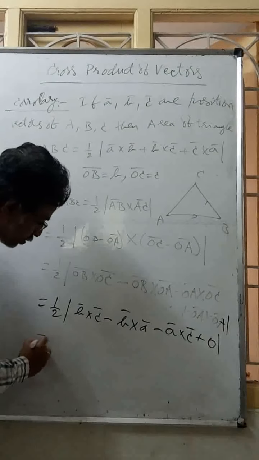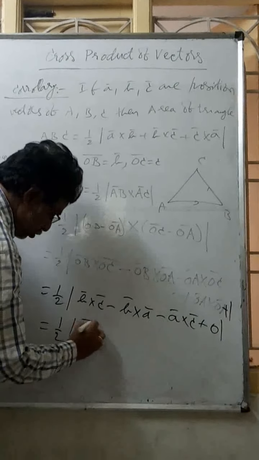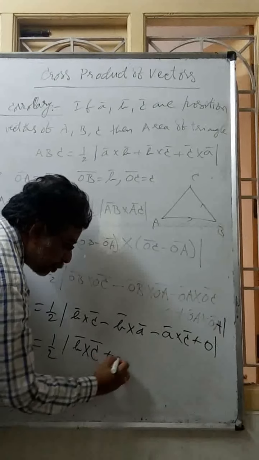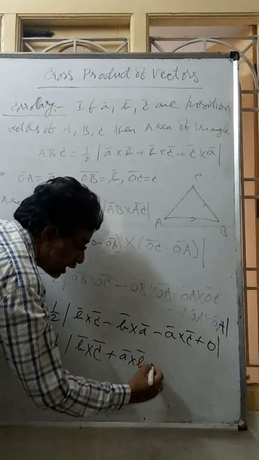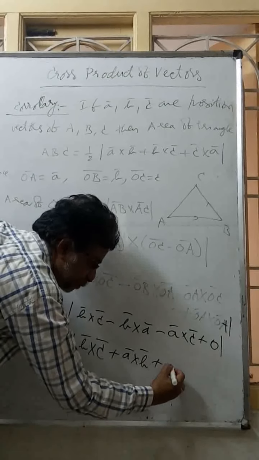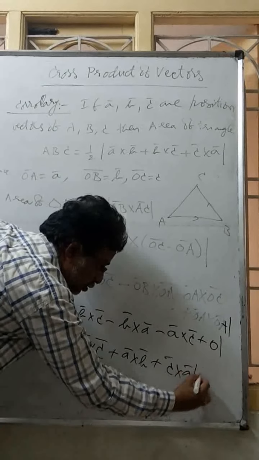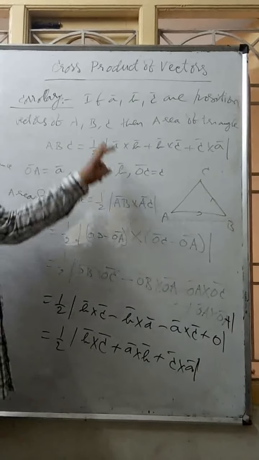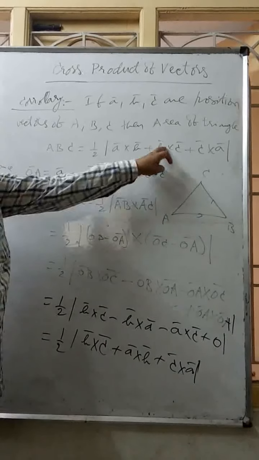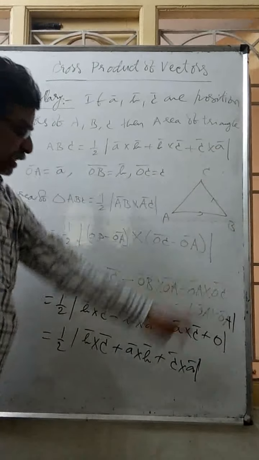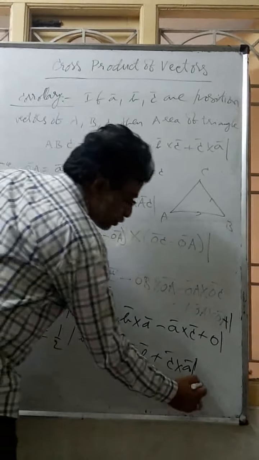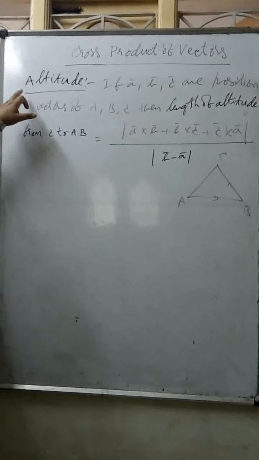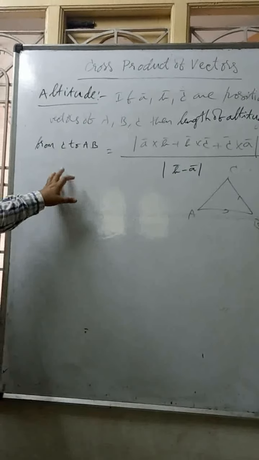So this is equal to half into half mod b cross c. If I interchange these two it becomes plus, so a bar cross b bar, and interchanging this also gives plus c bar cross a bar. So this is what we were asked to prove: area of triangle equals half mod a cross b plus b cross c plus c cross a. Hence proved.